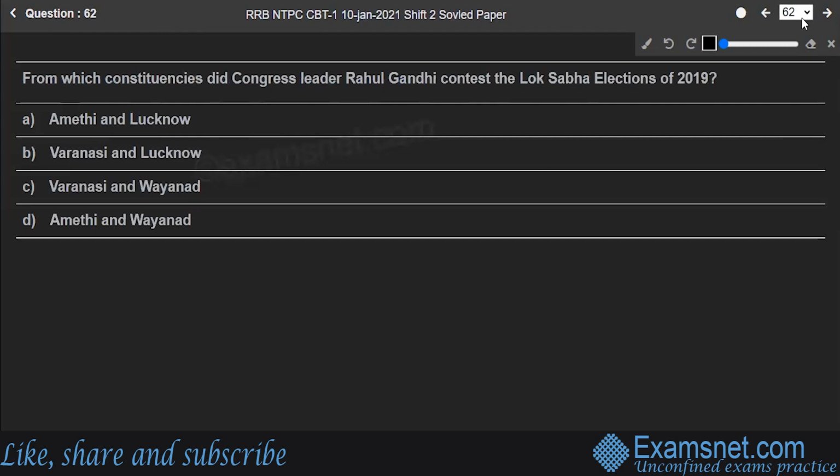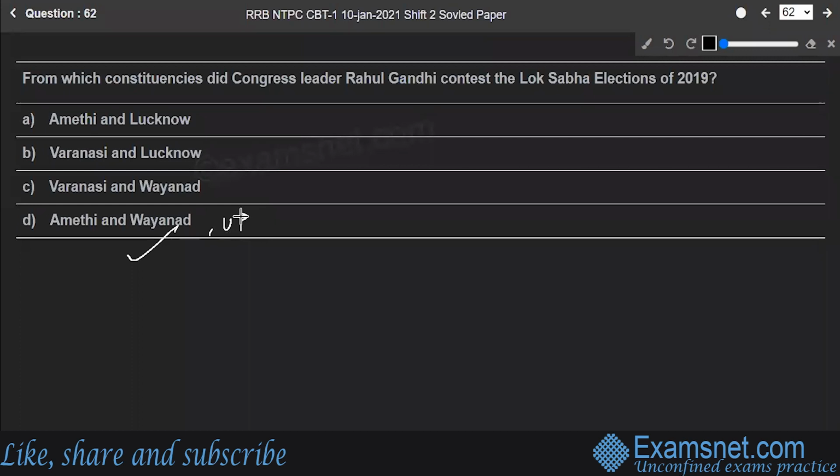From which constituencies did Congress leader Rahul Gandhi contest Lok Sabha elections of 2019? Is it Amethi and Lucknow, Varanasi and Lucknow, Varanasi and Wayanad, or Amethi and Wayanad? The correct answer to the question is Amethi and Wayanad. Congress leader Rahul Gandhi contested the Lok Sabha elections of 2019 from Amethi, Uttar Pradesh and Kerala's Wayanad.